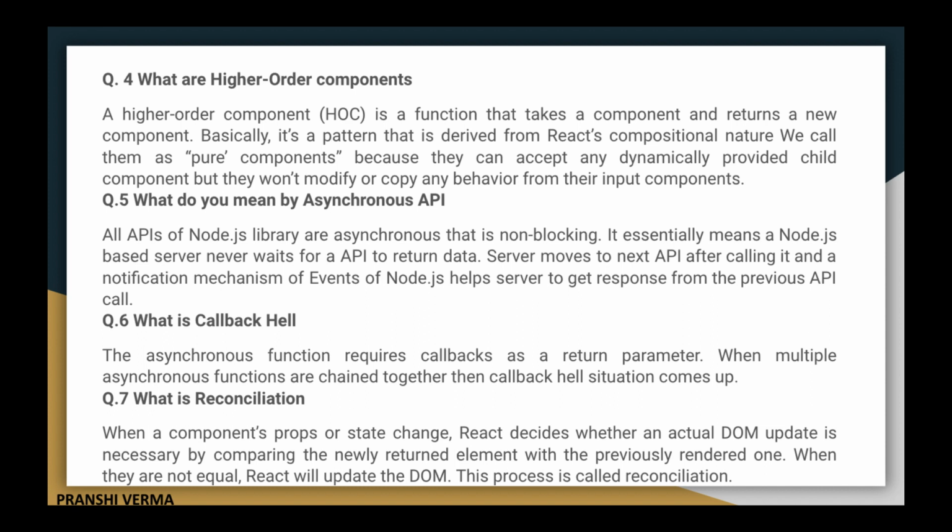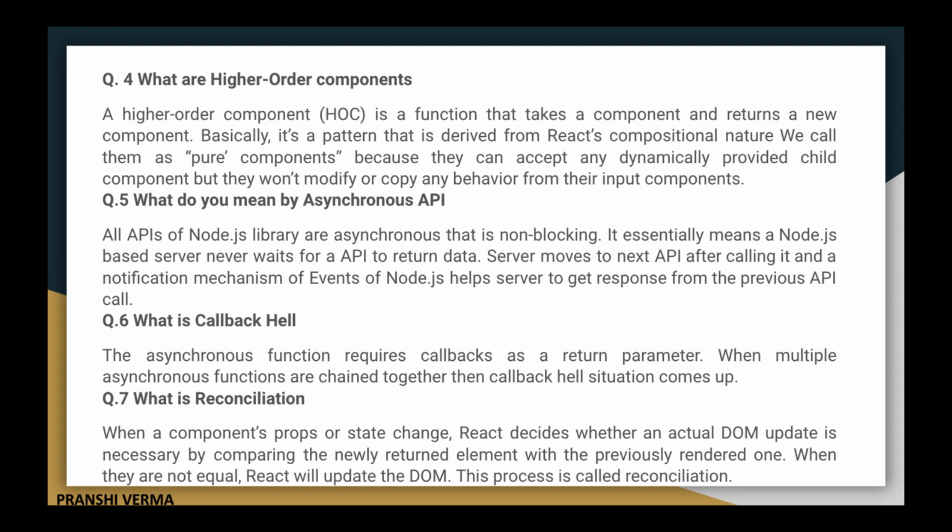Next question, what do you mean by asynchronous API? Answer. In computing, an asynchronous API, application programming interface, is a type of API that allows a program to execute multiple tasks concurrently without blocking the execution of the main program. In other words, an asynchronous API allows a program to continue running while it waits for a response from an external service or resource. In contrast to a synchronous API, which blocks the execution of a program until a response is received, an asynchronous API provides a way for a program to submit a request and continue executing other tasks until a response is received.